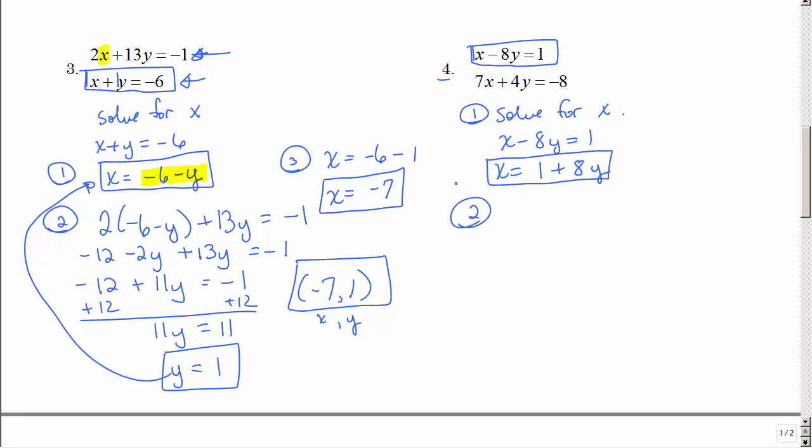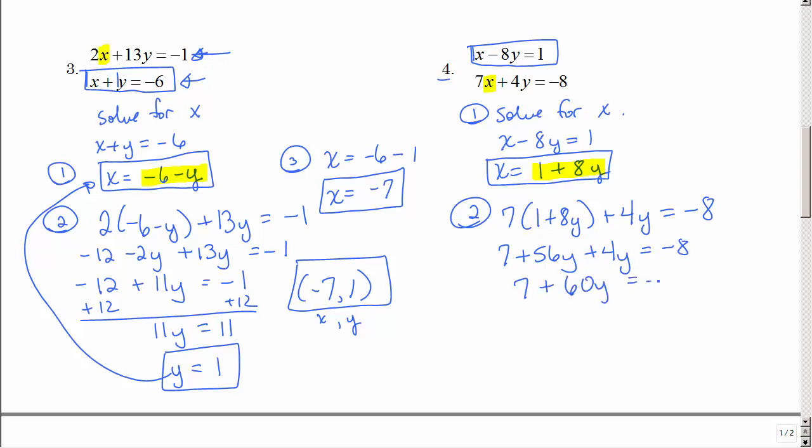So step 2 says to take this expression and substitute it back into the other equation for whatever variable you solved for. Again, I have solved for x. So I'm going to replace x with 1 plus 8y. Again, checking, I have one equation with one variable. Subtracting 7 from both sides, I get -15. And I can reduce that to -1/4.